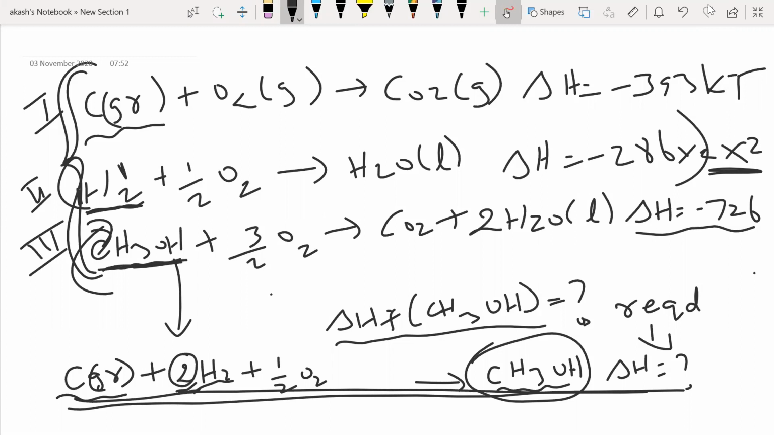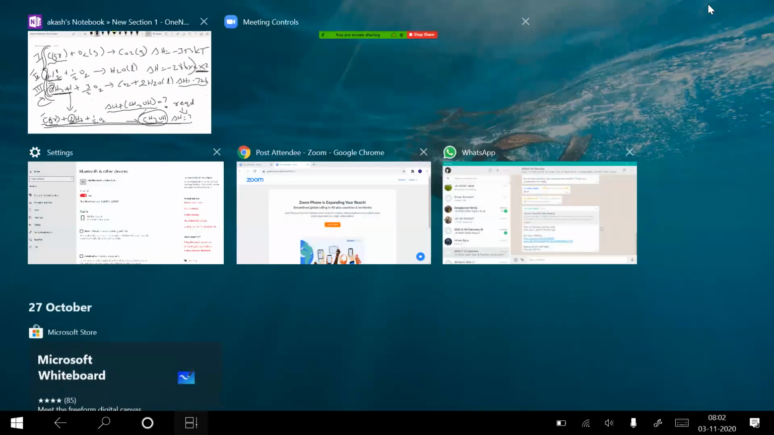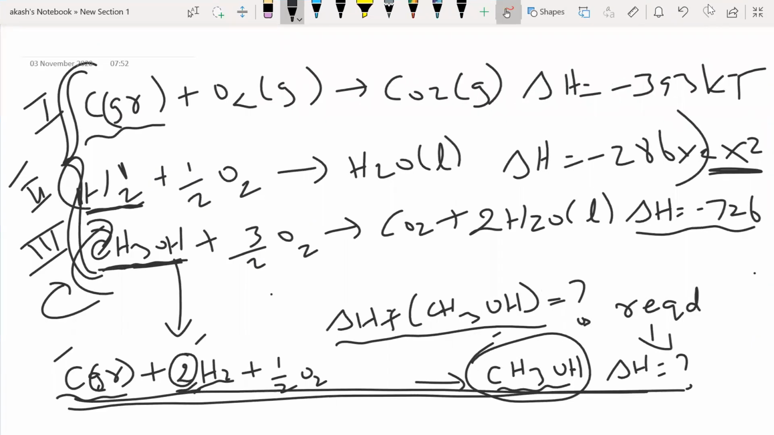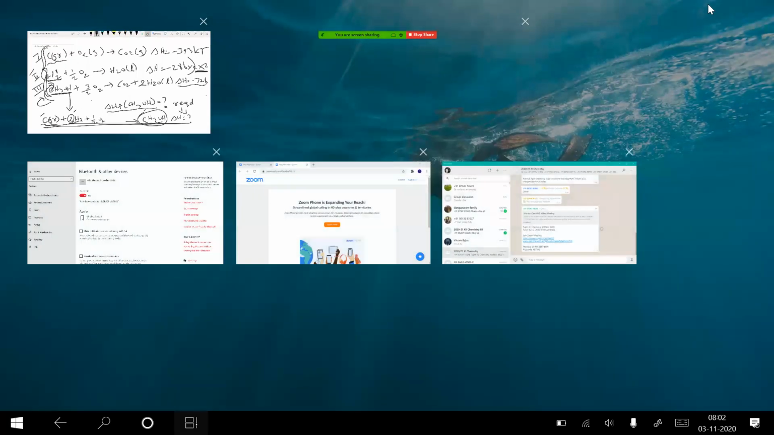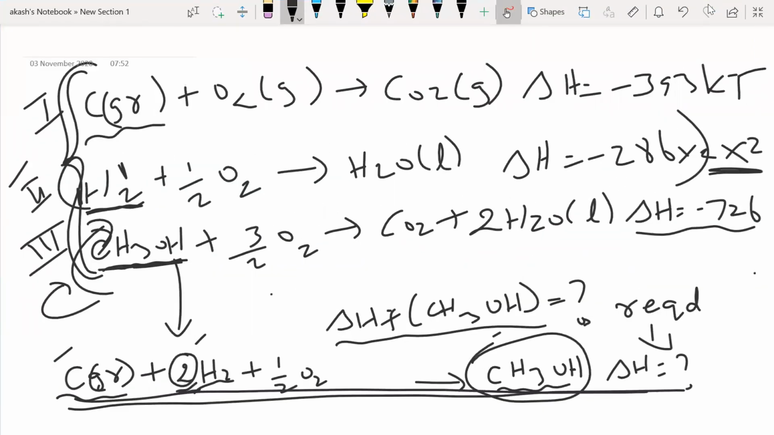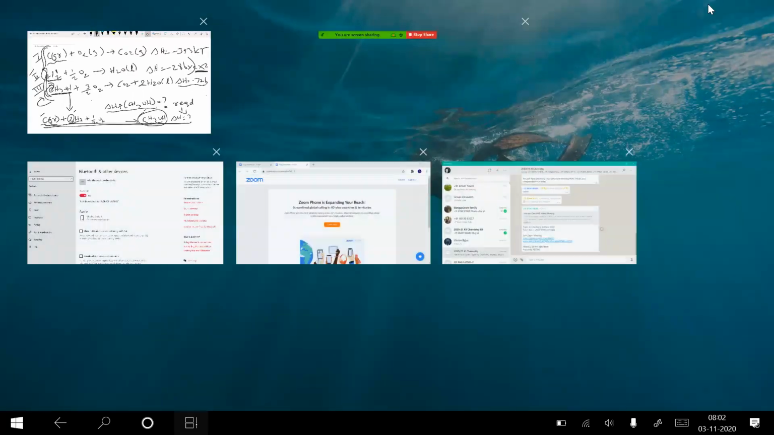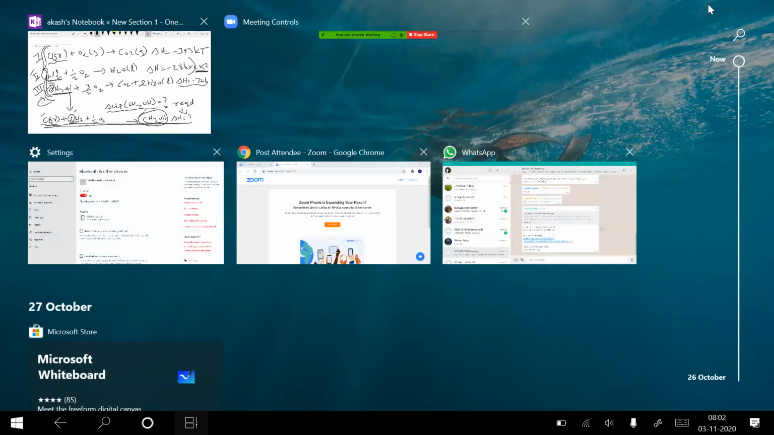What is remaining? O2 is remaining, but you don't have to worry about O2. Now you have accounted for carbon graphite, 2H2, and CH3OH. You have reversed this equation and you have multiplied the second one.